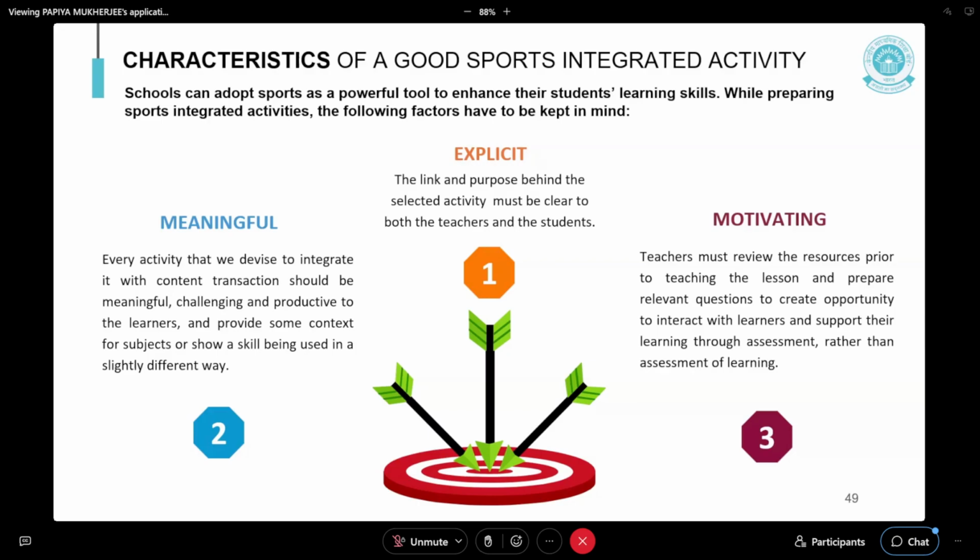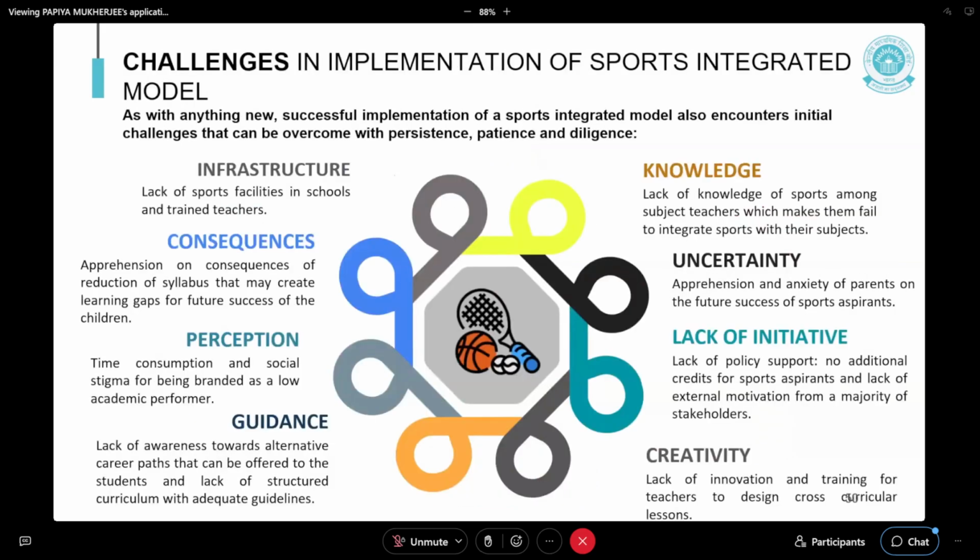I'm sure all of you are very clear. I'm not repeating that. We are into various stages when we do assessment of learning, for learning, and as learning. So here we need to be with them, help them, and support them in learning through assessment rather than assessment of learning. Well, if we intend to implement sports integrated model in our learning, it has to be challenging. It is challenging, and those challenges can be overcome with persistence, patience, and diligence only.